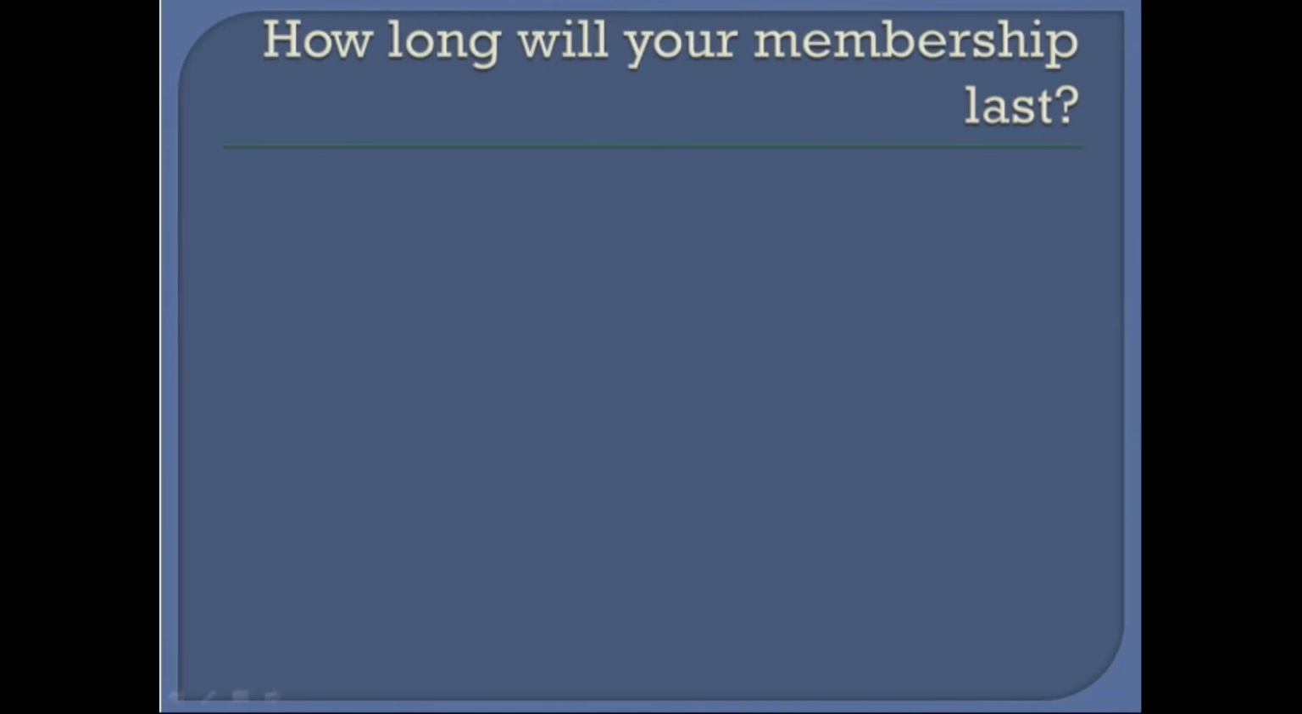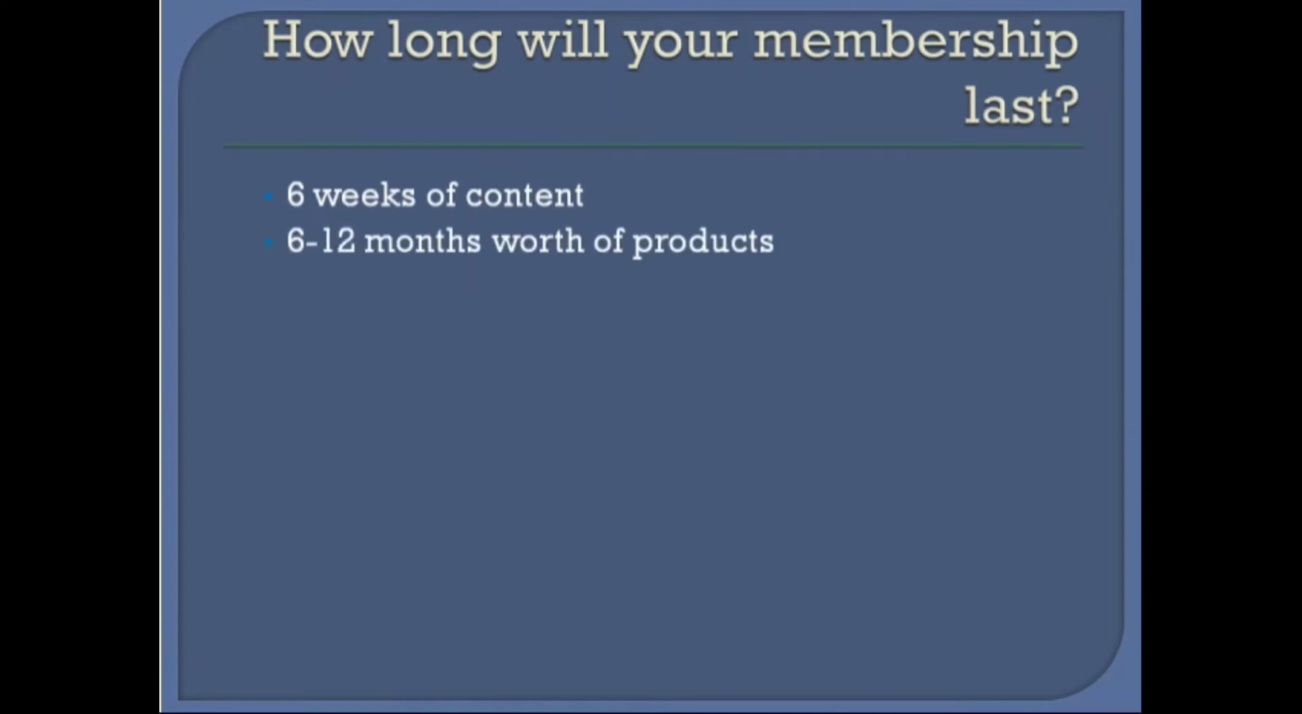Then you're going to need to know how long your membership site will last. Now, what you can do initially is when you gather all the content and see how much content you have, and what kind of content you might need to add, that will tell you how long your membership site will last realistically. You could have 6 weeks of content. You could have 6 to 12 months worth of products. It really depends on your audience and who is buying your products.